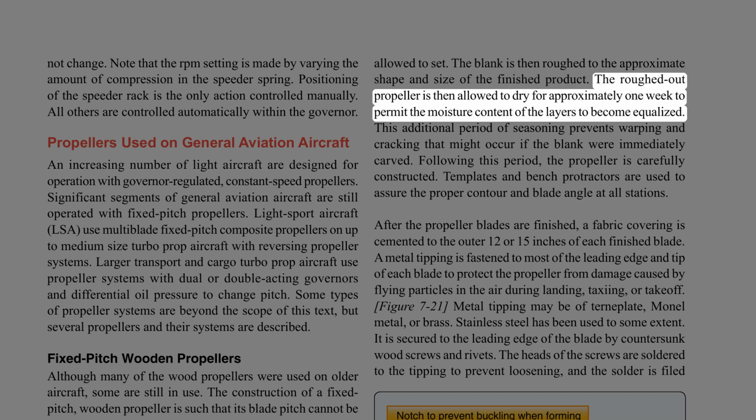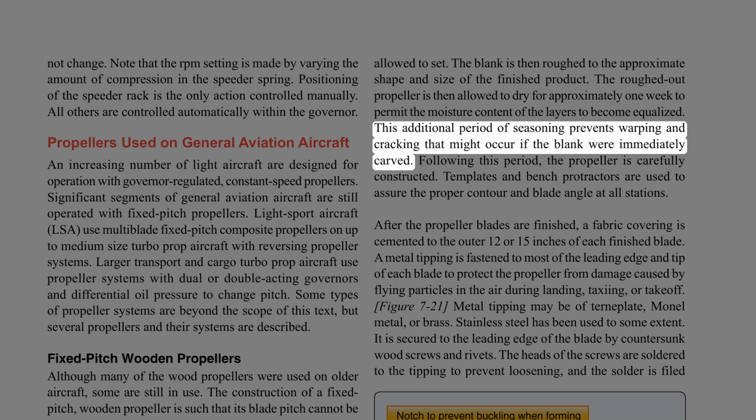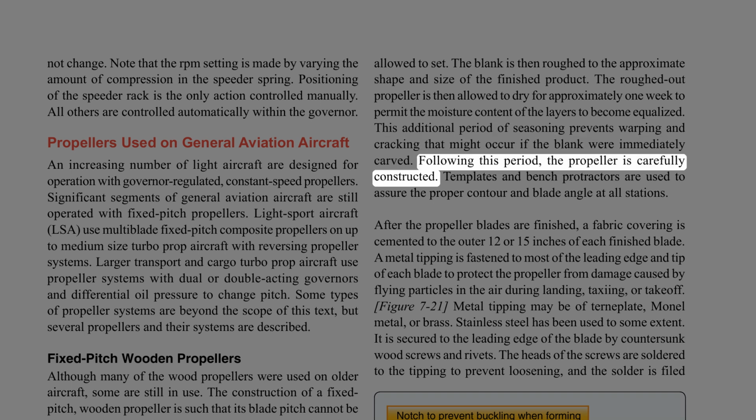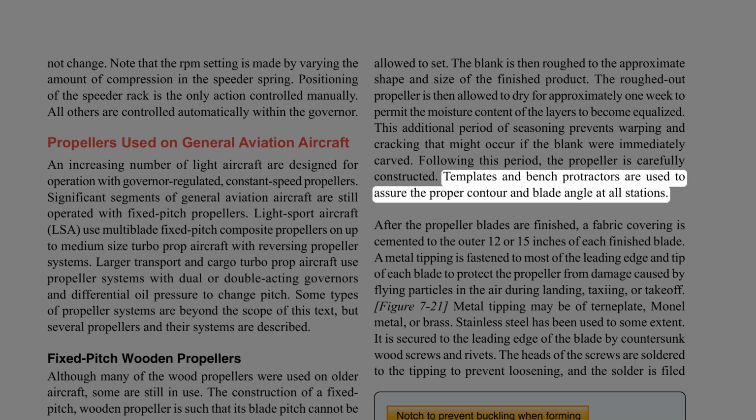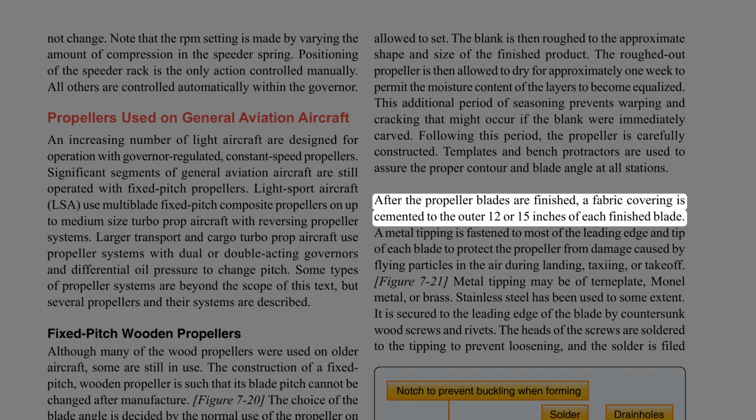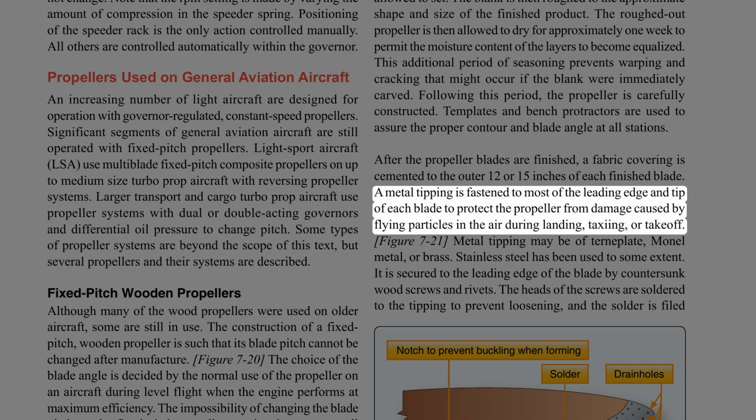The roughed-out propeller is then allowed to dry for approximately 1 week to permit the moisture content of the layers to become equalized. This additional period of seasoning prevents warping and cracking that might occur if the blank were immediately carved. Following this period, the propeller is carefully constructed. Templates and bench protractors are used to assure the proper contour and blade angle at all stations. After the propeller blades are finished, a fabric covering is cemented to the outer 12 or 15 inches of each finished blade. A metal tipping is fastened to most of the leading edge and tip of each blade to protect the propeller from damage caused by flying particles in the air during landing, taxiing, or takeoff.